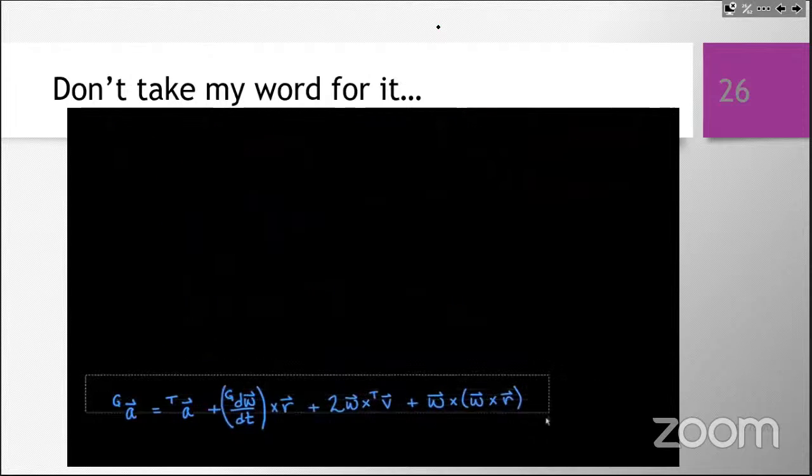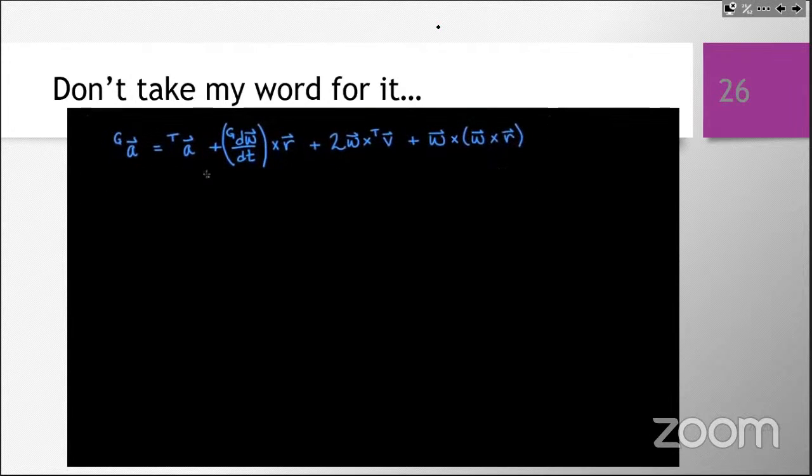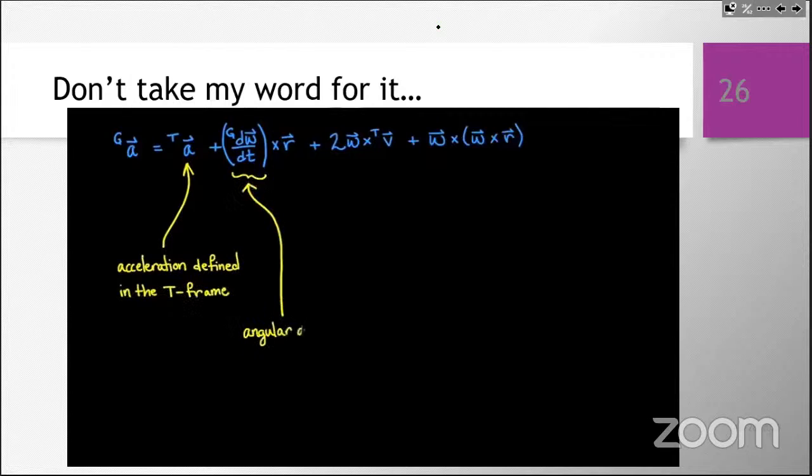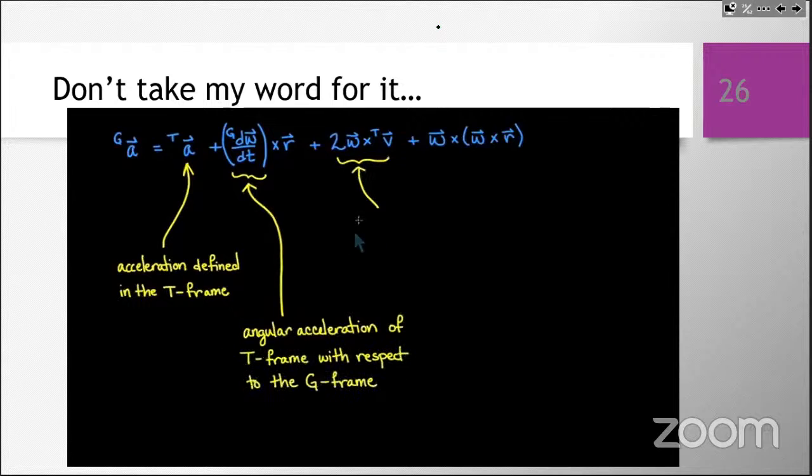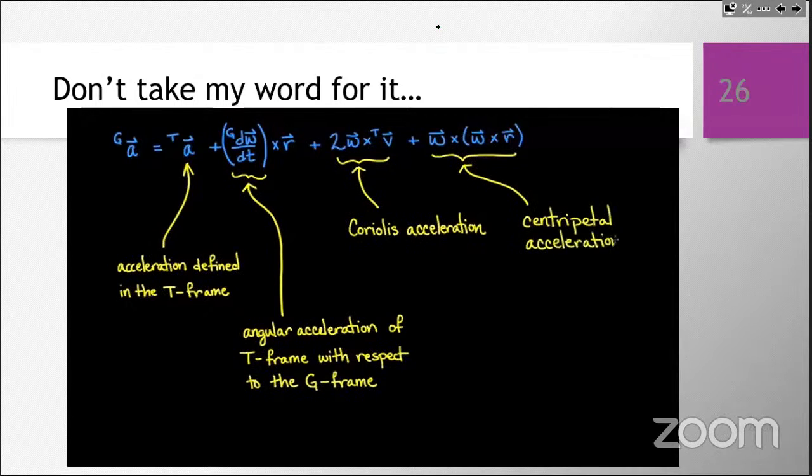Looking at this formula, the first term is the object's acceleration as observed in the T frame. The remaining terms can be thought of as giving rise to fictitious forces which cause the acceleration observed in the T frame. The second term is due to the angular acceleration of the T frame with respect to the G frame. The third term is the Coriolis acceleration. Note that it depends on the velocity vector of the object in the T frame. And this last term is the centripetal acceleration. Observe that it depends on how far the object is from the axis of rotation.